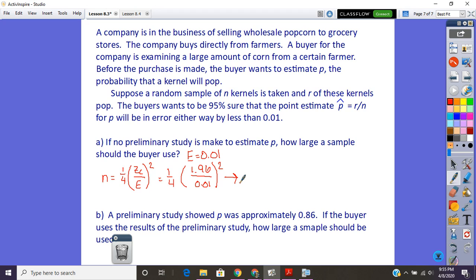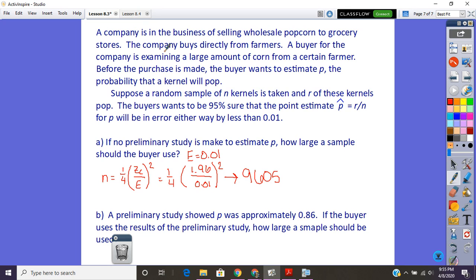So 1/4, and I got 9,000, and it says always round up. This did come out as a nice number, but we are going to round it up. So I got 9,605. So probably should read the problem to make sure this makes sense.